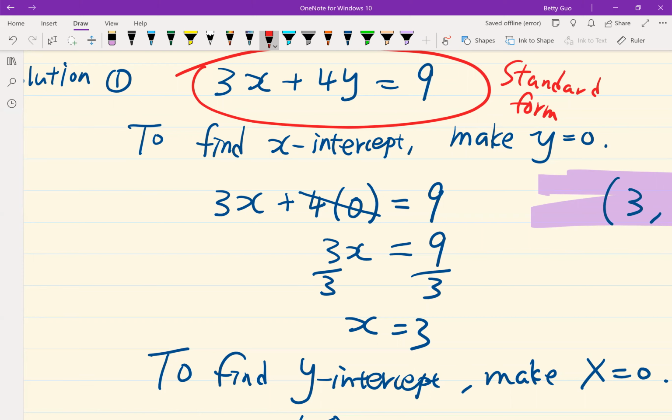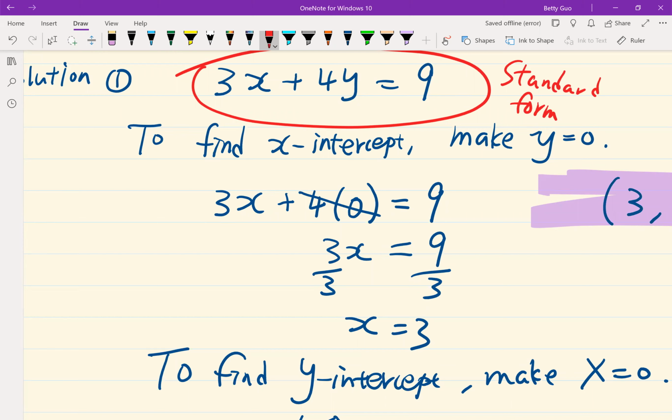To find the x-intercept, we make y be 0, so this part disappears. So you have 3x equals 9. Divide both sides by 3, you have x equals 3. Very convenient. When we find the y-intercept, you make x be 0, so this part disappears. Then you have 4y equals 9 divided by 4, you have y equals 225.